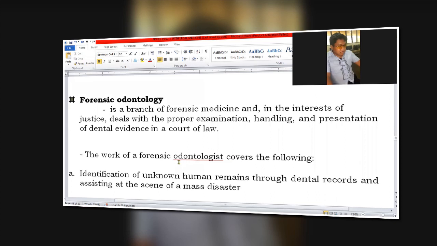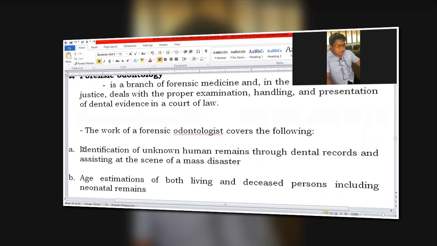The work of a forensic odontologist covers the following: identification of unknown human remains through dental records. You know, when a person is skeletonized, decomposed and only the skeleton remains, you can no longer see the tattoo marks, birthmarks, scars. So what remains are the bones and the teeth. The teeth do not easily decompose because they have enamel. Enamel is the hardest substance of the human body. Your bones can decompose, but your teeth will still be there.